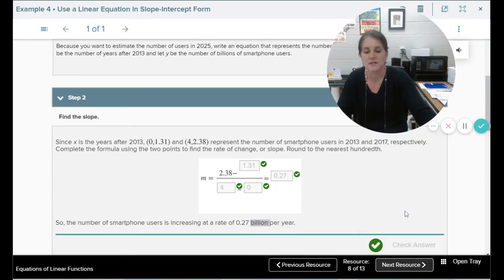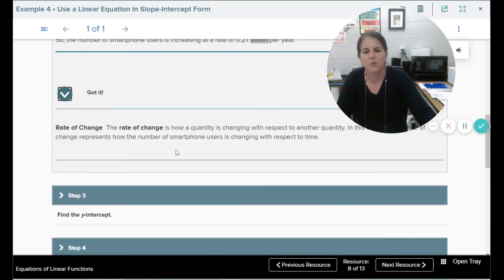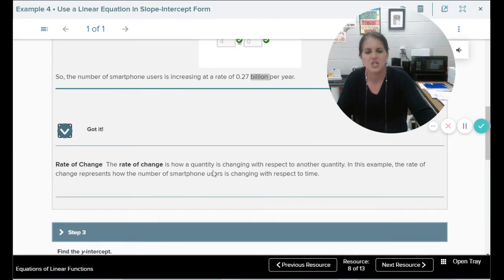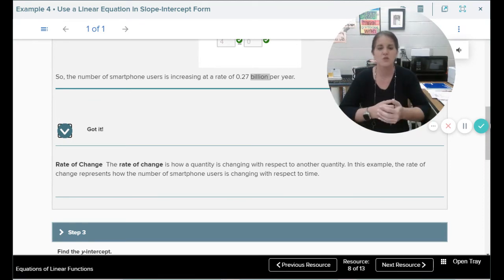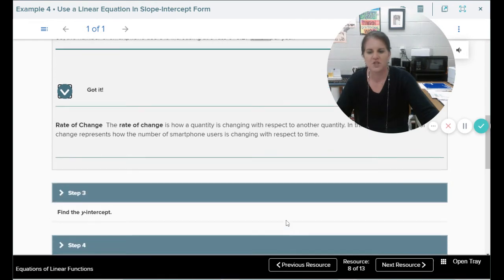Ooh, that's a lot. So, little study tip. Remember that rate of change is how a quantity is changing with respect to another quantity. So in this case, we were comparing how much time had passed to the amount of users, how much the users are increasing by. So we're talking about two quantities. We're comparing them when I'm looking at rate of change.